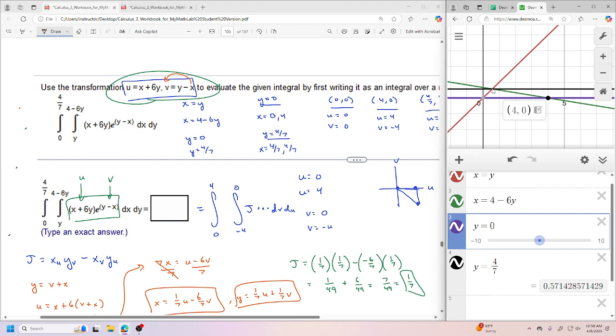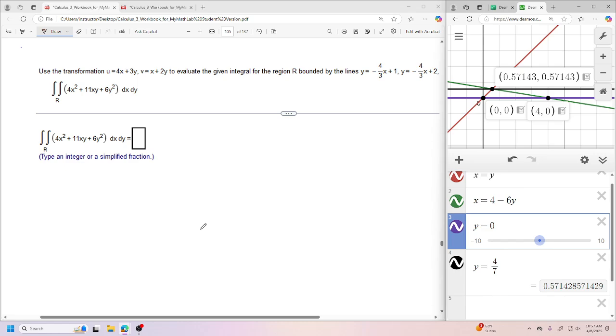Okay, so I guess it's this triangle that they're talking about. Now I'm understanding it. Triangle to triangle, maybe. Okay, let's do some terrible math now.